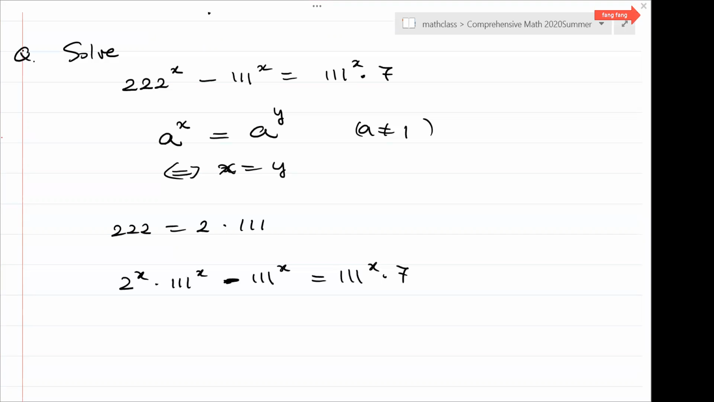Okay. So yeah, you change this problem a little bit, right? Modify this equation.